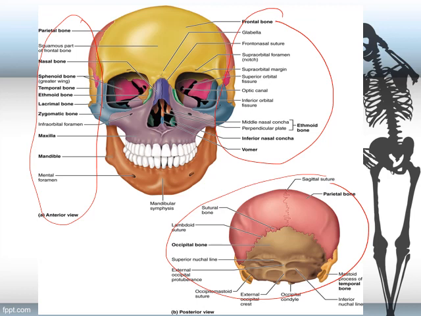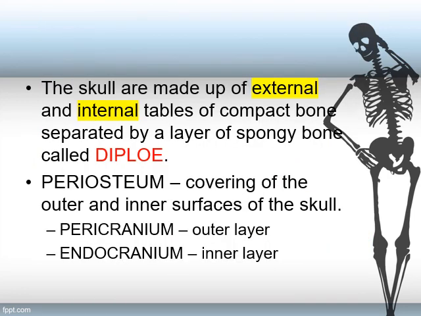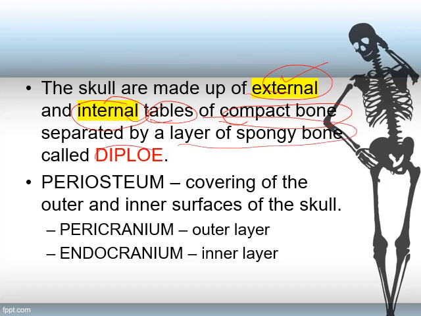So they are all labeled. So I think in your anatomy class last semester, you have already learned some of those structures, hopefully. So again, the skull is made up of 2 tables, the external and the internal tables. These tables are made up of compact bone. And these tables are separated by a layer of spongy bone called the diploe.